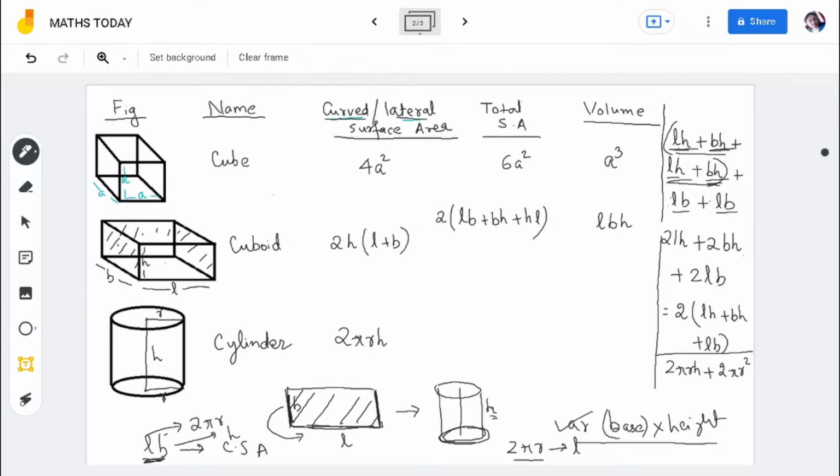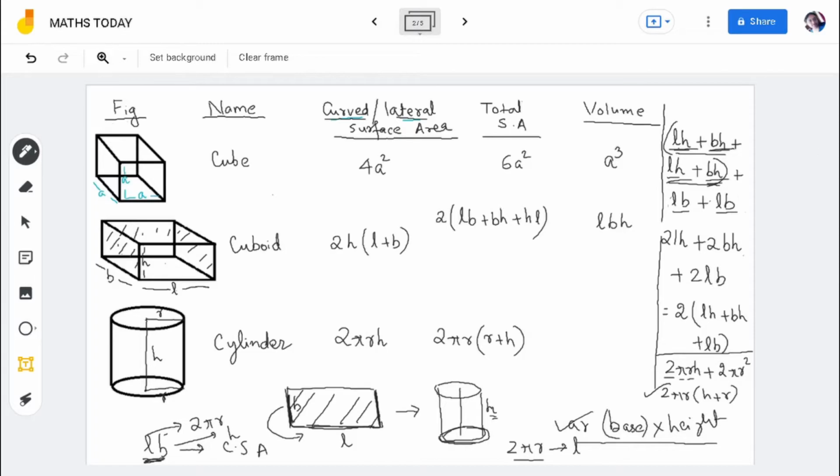Now we have added these two, and what can we take common out of these two? We can take 2 pi r common. If I take 2 pi r common, we are left with h plus r. So this is nothing but the total surface area of the cylinder. Let's write down 2 pi r into r plus h, right?